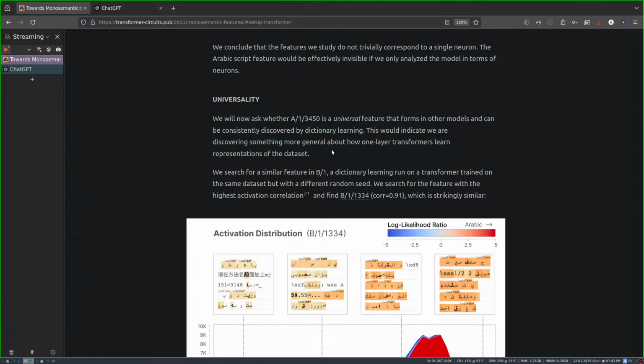This indicates that we are discovering something more general about how one-layer transformers learn representations of the dataset.